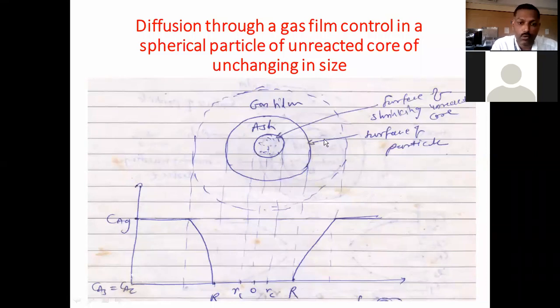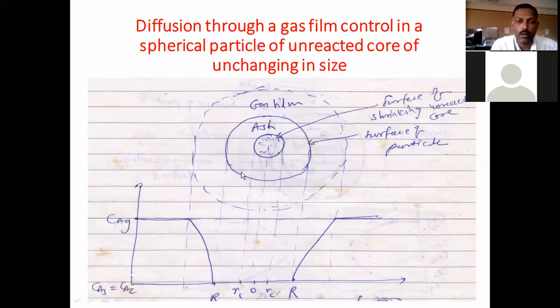So if we consider only the gas film as controlling, we see the derivation for the gas film first. Hence the concentration of A on the surface of the solid and the concentration of A on the surface of the unreacted core are equal, so CAS equals CAC. In the concentration profile, the concentration drops like this from CAG to CAS.